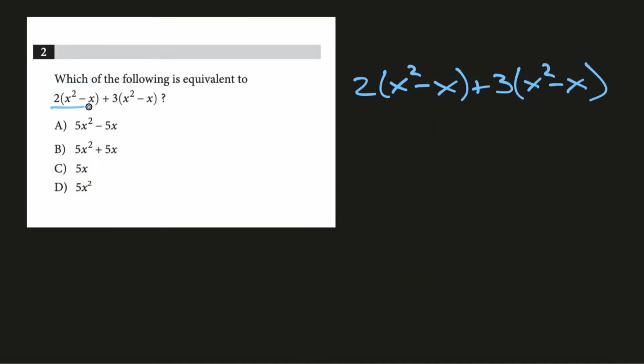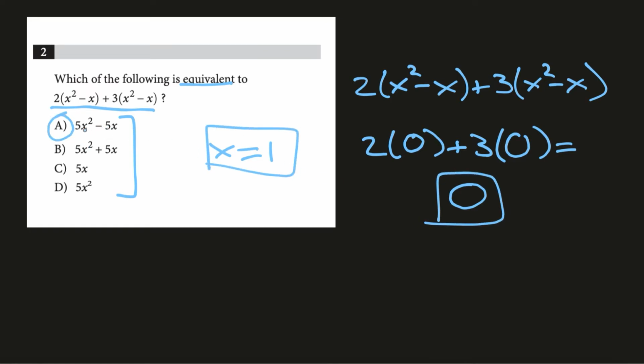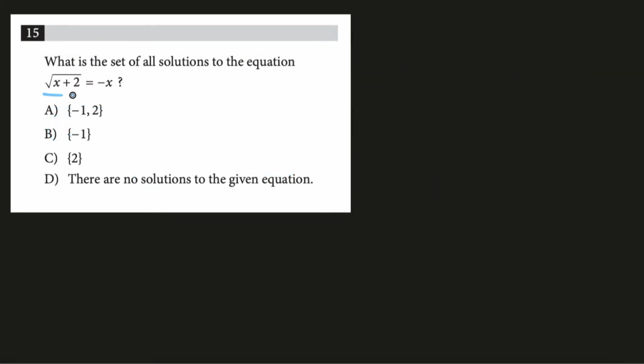This question starts off by giving us an expression and asks us to find an equivalent one in the answers. Normally, we would distribute everything out, but we can simply set x equal to 1, which would mean that we have 1 minus 1 equals 0, plus 3 times 1 minus 1 equals 0, meaning that the expression value is 0. The only expression that results in 0 when we plug in 1 is A, as 5 minus 5 equals 0.